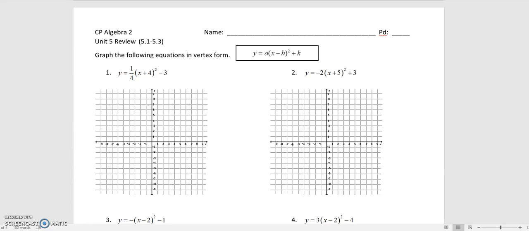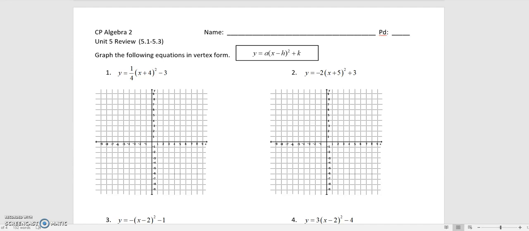I will tell you that this particular review, I call it a packet, but it's really only 2 pages. This particular review is exactly identical to the test. So if you are able to do this whole review, you should be very confident in your capability for the test coming up.